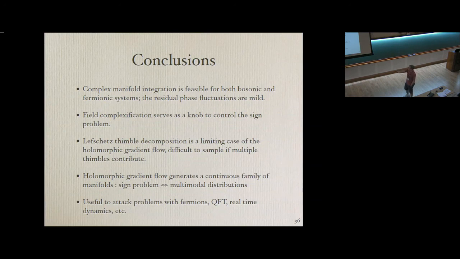And one solution is to use this holomorphic gradient flow and generate these manifolds that interpolate between the original integration manifold, where you have a severe sign problem, and T infinite. They go basically into the thimble decomposition, where the sign problem presumably gets milder or disappears. But there, you have a little bit of a problem sampling multimodal distributions. So it's beneficial to keep the flow time T somewhere in between, where you get the benefit of the small sign problem but no multimodal distributions.